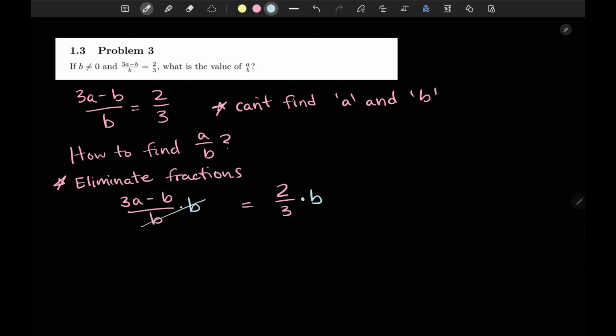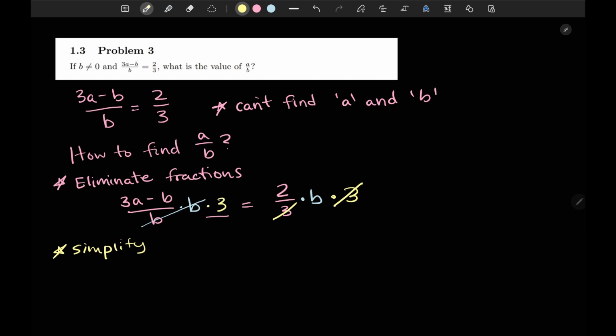It could also be helpful for us to get rid of the 3 in the denominator of 2/3. So what if we multiply both sides by 3 as well? Then this 3 will be eliminated, and this 3 will be eliminated. Now let's just simplify things a little bit. So these b's are gone.